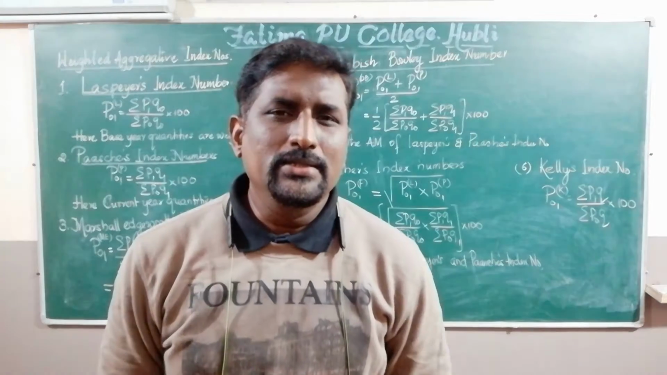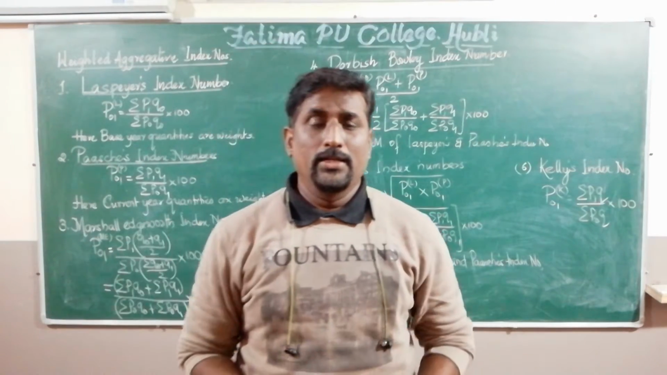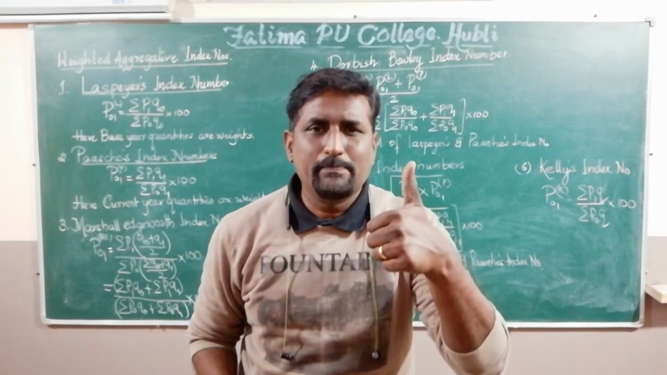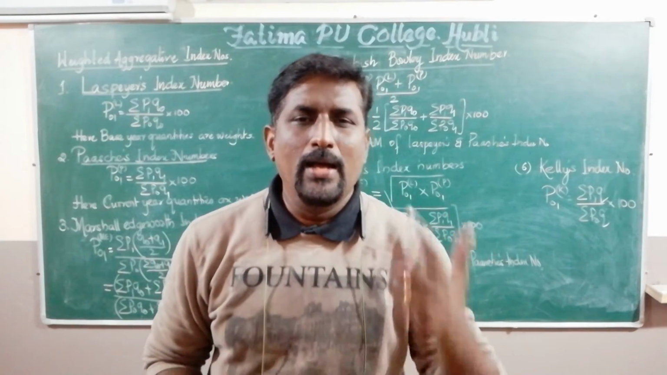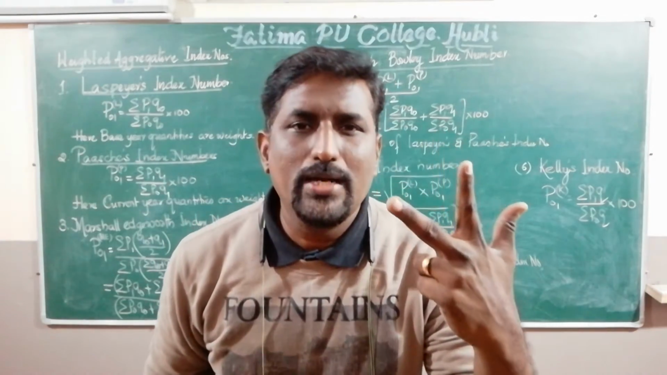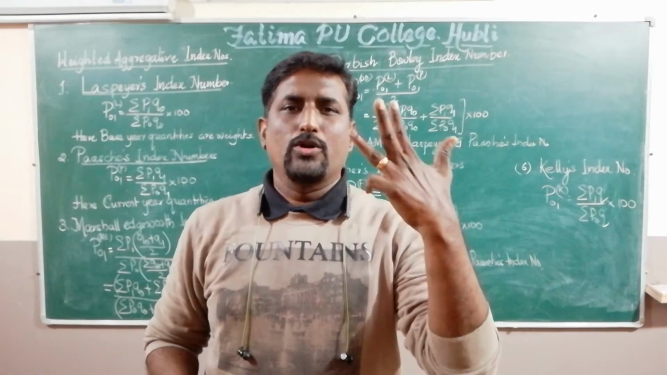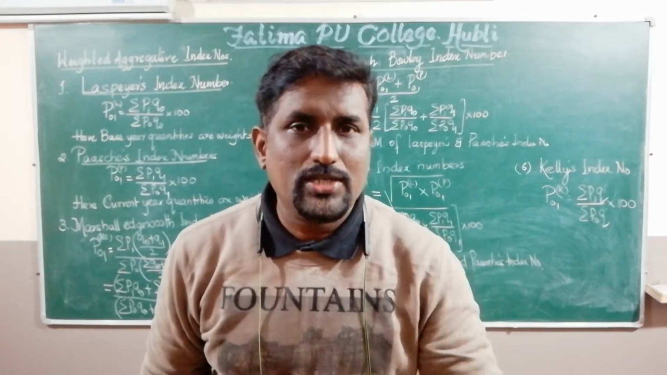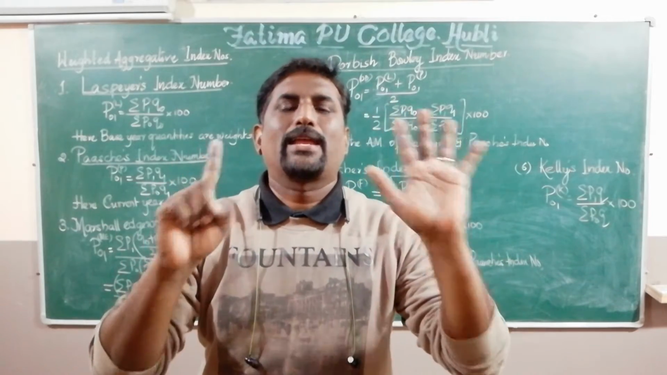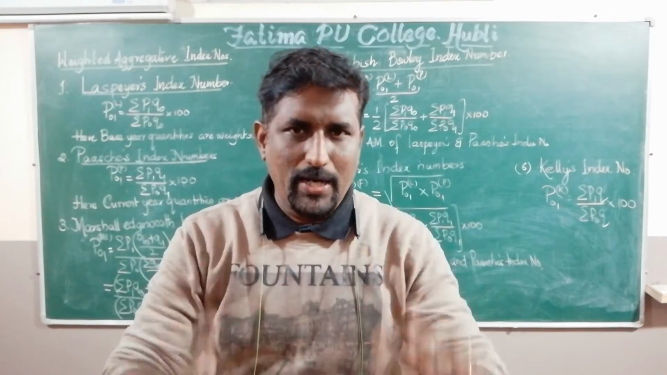Okay? How many are there? There are 6. I repeat for you. Number 1, Laspeyres index number. Number 2, Paasche's index number. Number 3, Marshall-Edgeworth index number. Number 4, Dorbish-Bowley index number. Number 5, Fisher's index number. Number 6, Kelly's index number.